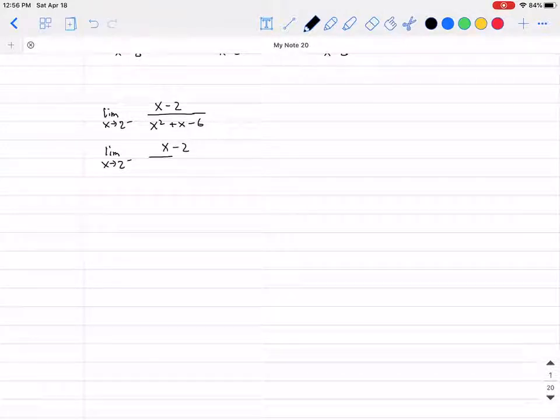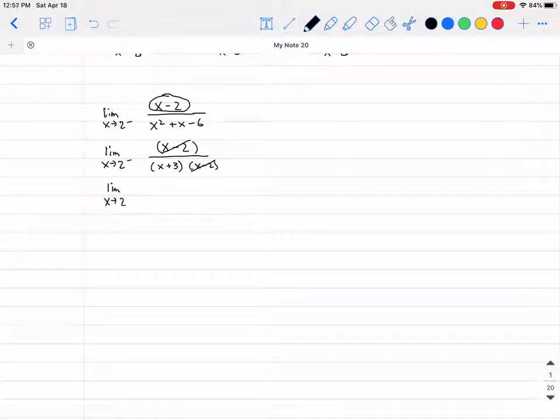Limit as x approaches 2 from the left of x minus 2. And the bottom looks like it's factorable. It becomes x plus 3 and also x minus 2. Sometimes an indication that you want to look for is the factor that is above right there. That's simple. You would most likely expect that to be a factor in the denominator. So that's a hint as to how to factor this quickly. So the x minus 2 cancels out, and what we're left with now is the limit as x approaches 2 from the left-hand side of 1 over x plus 3.